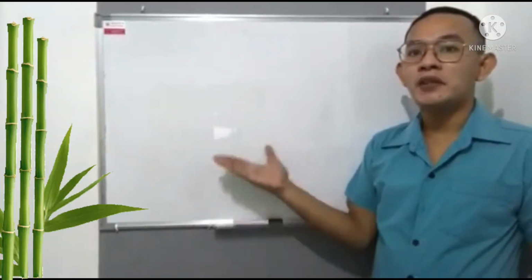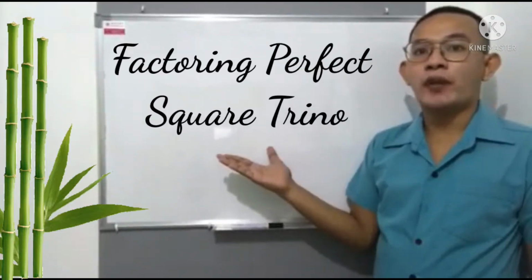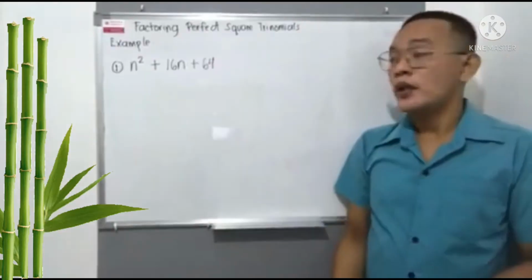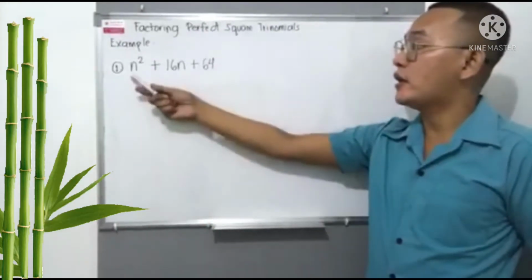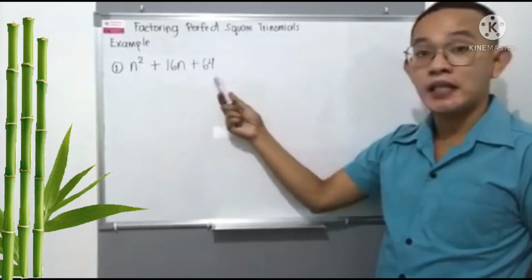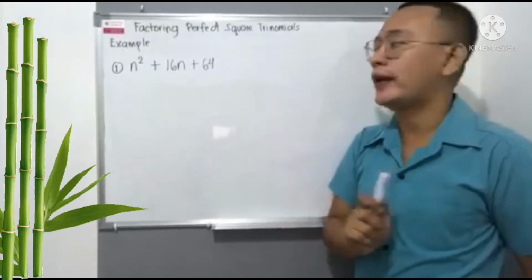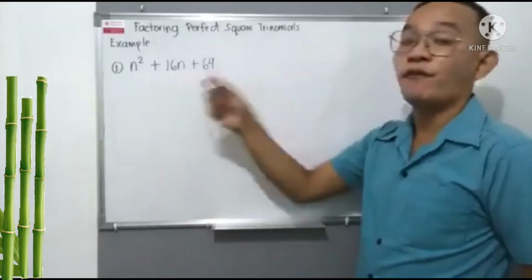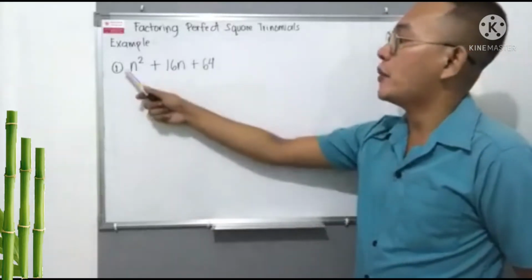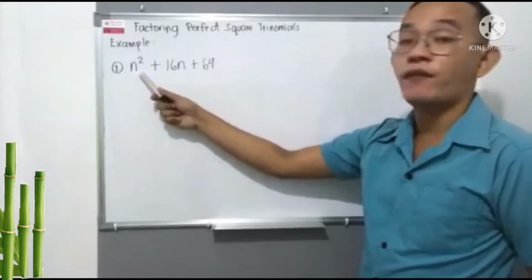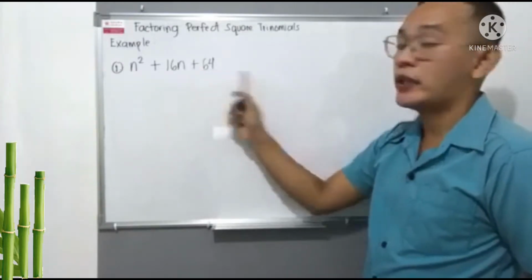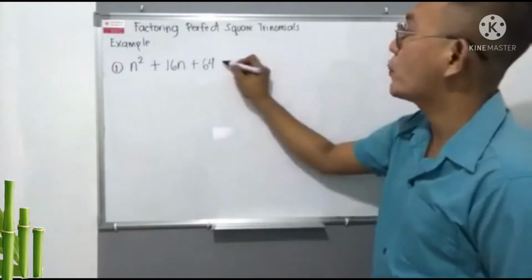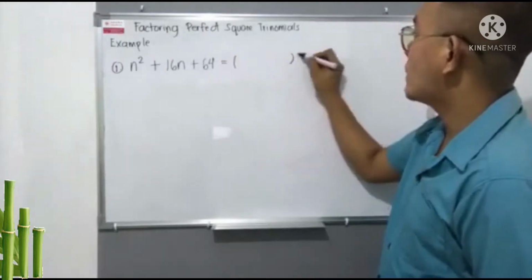Next lesson is about factoring perfect square trinomial. Example number 1, we have n squared plus 16n plus 64. So, ang una natin gagawin, i-observe natin yung first term tsaka last term niya kung sila ba ay mga perfect square given. So, example natin, n squared. N squared is a perfect square, and then 64 is also a perfect square. So, pag perfect square sila, proceed tayo sa pagpa-factor.